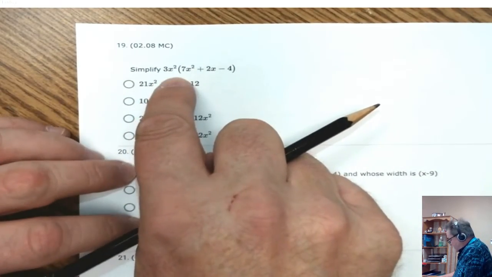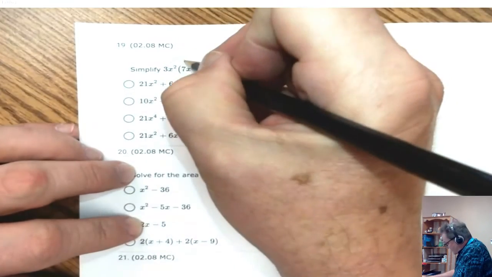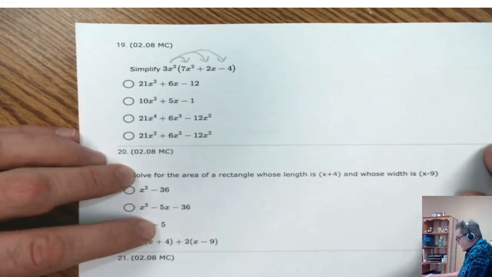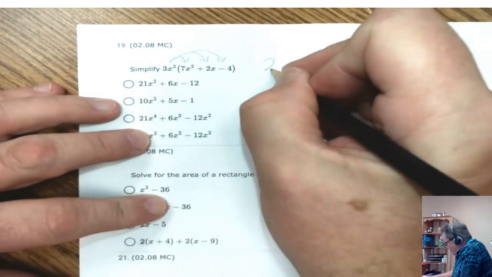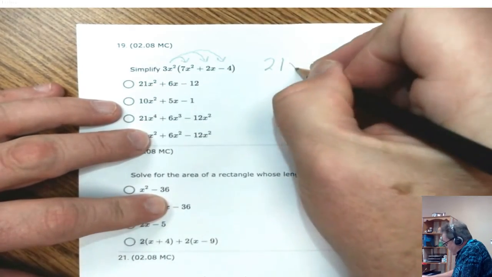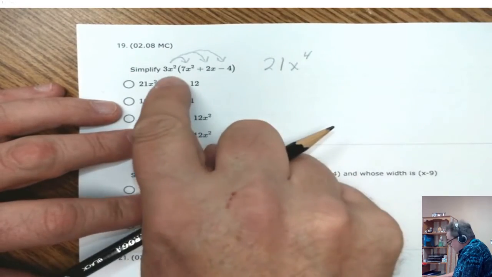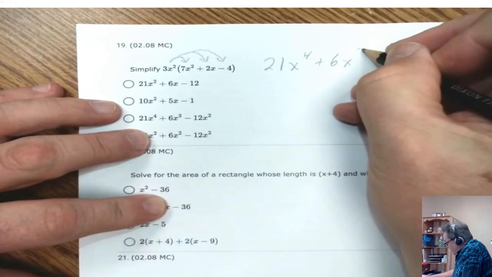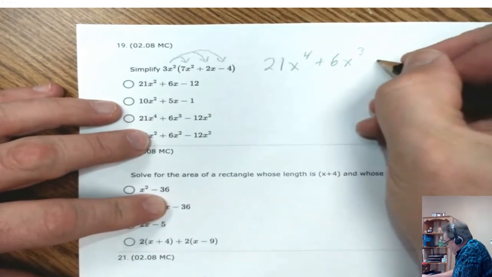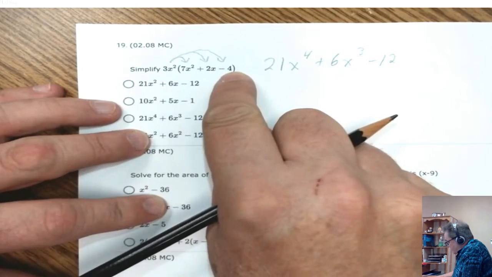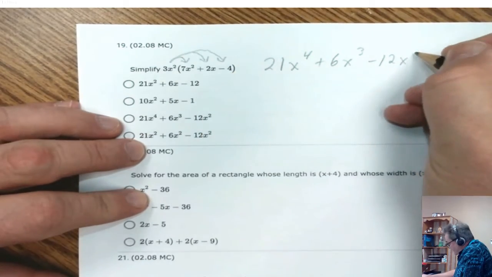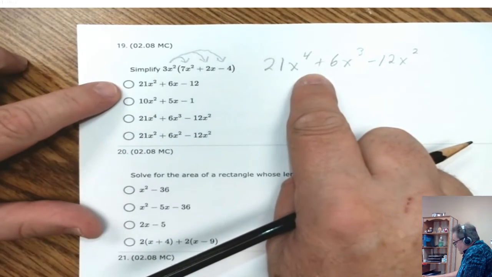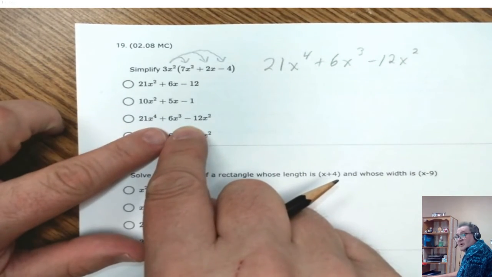So we have 3x squared times this polynomial in parentheses. So it's just distributing, right? We'll just distribute it to every term inside. 3 times 7 is 21. X squared times x squared is x to the 4th. 3 times 2 is a positive 6. X squared times x, x to the 3rd. 3 times negative 4, x squared times 1. Basically, there's not another one. So negative 4 times 3x squared is negative 12x squared. So this is our answer, which looks like it matches up with this one right there.